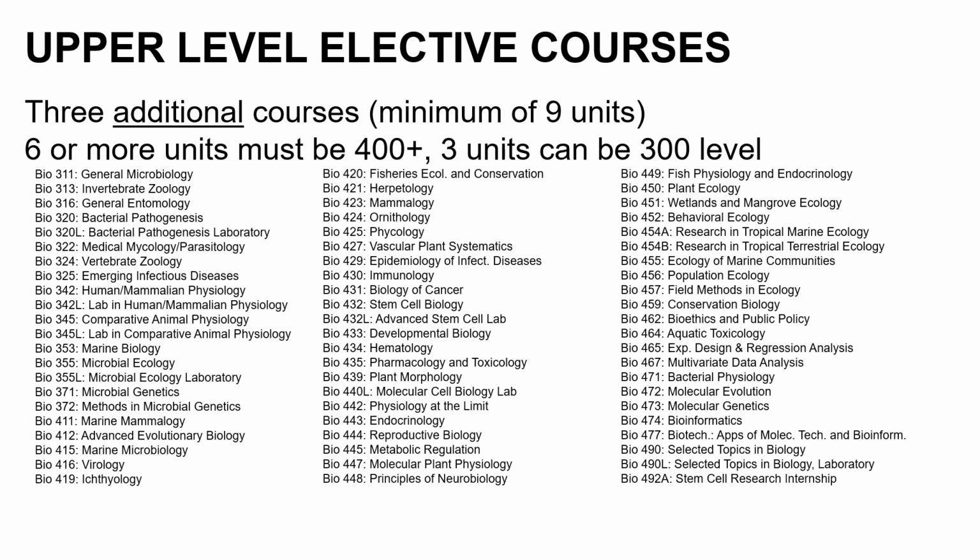Finally, majors must take 3 additional courses totaling 9 units. At least 6 of the units must come from courses at the 400 level or above, and 3 units can come from courses at the 300 level. This is where you get to really focus the degree to your personal interests or professional plans.